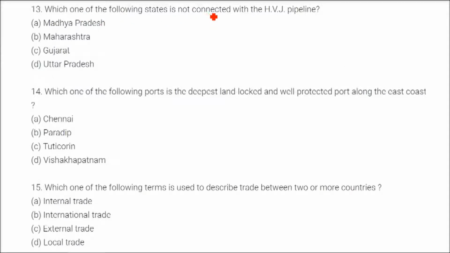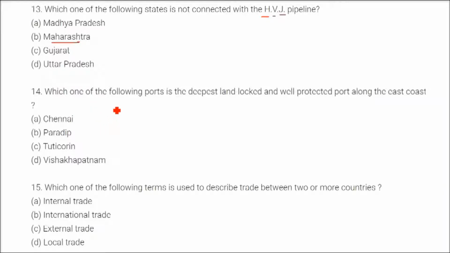Which one of the following states is not connected with the HVJ? Hazira, Vijaypur, Jagdishpur. So which is not connected? The answer is Maharashtra. It is not connected.